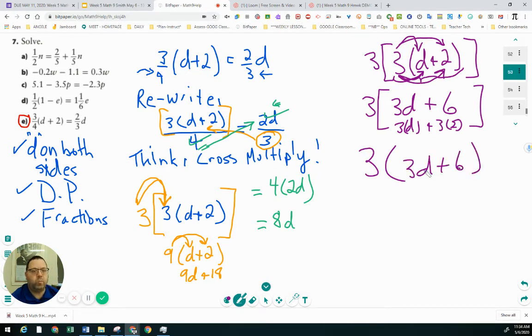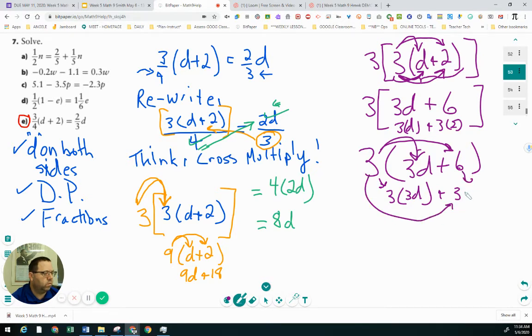Now you're going to distribute again. So you're going to multiply 3 through both of the terms inside. And you have 3 times 3d, and this 3 here times 6. Now watch what happens. What are we hoping for? I'm hoping that no matter which way I did it, I get a 9d plus 18. And guess what? That's exactly what we get.